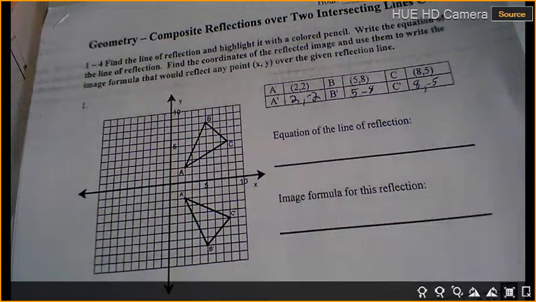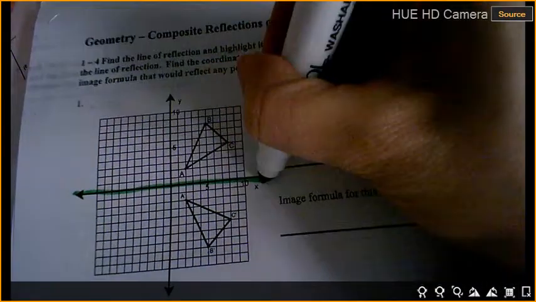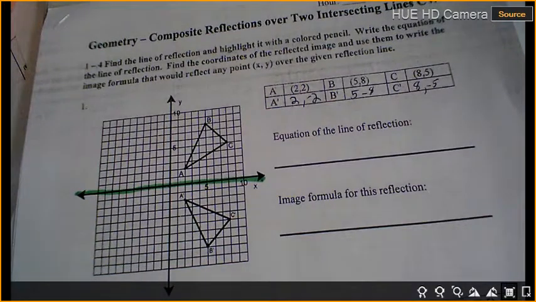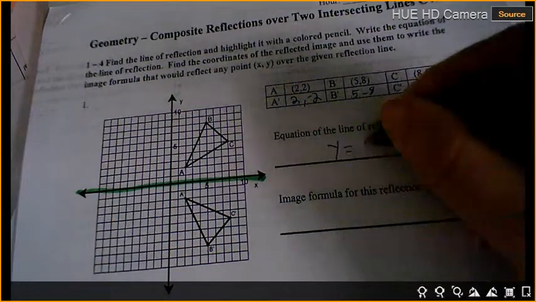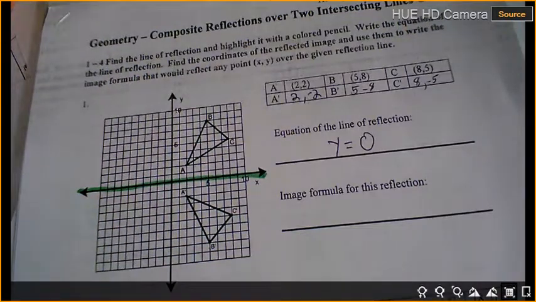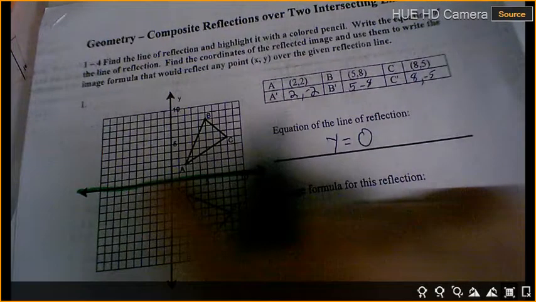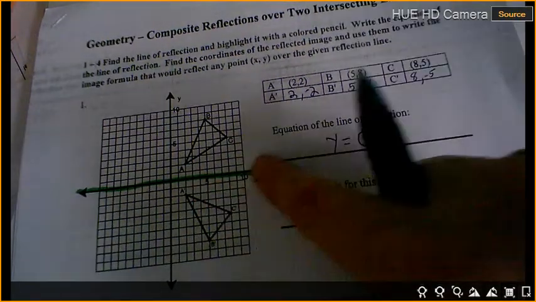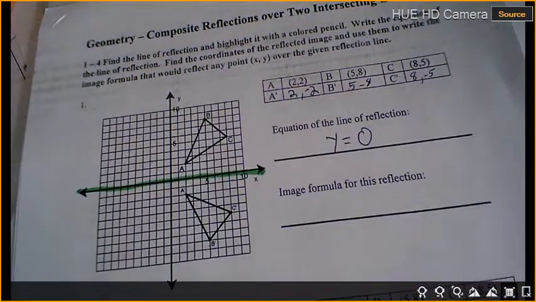What is the equation of the line of reflection? If I'm looking right here, where am I crossing? At the x-axis. I'm supposed to write the equation of the line, so I can't write x-axis, I have to write something with an equals in it. What am I going to write? Y equals 0 is correct. On the x-axis, y is 0 for all of these. No matter what point I put on this green line, y is going to be 0.